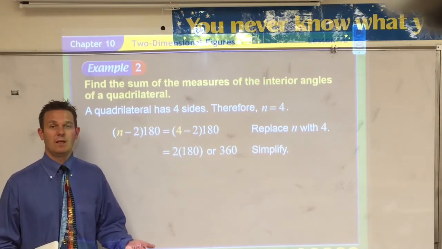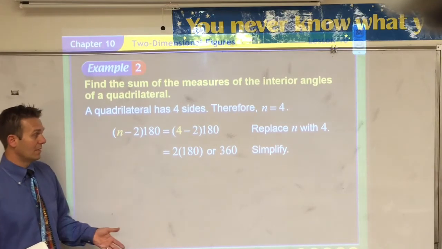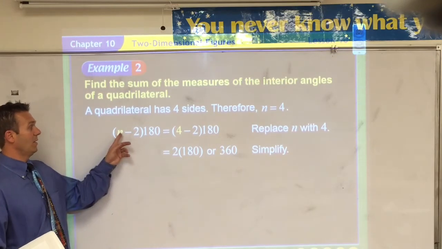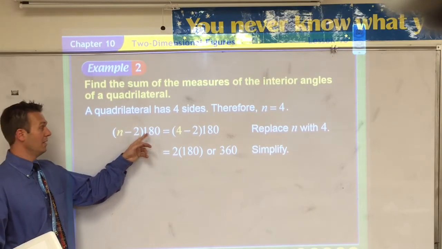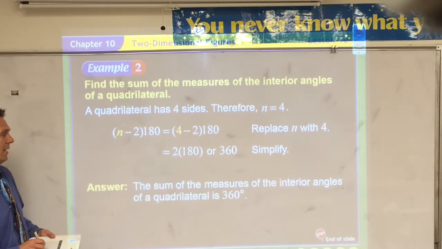And we knew that already, that in a quadrilateral the angles add up to 360 degrees. We know that a triangle adds up to 180. And the same thing, 3 minus 2 is 1 times 180, that's a triangle, 180. And so let's have a look at some other ones.